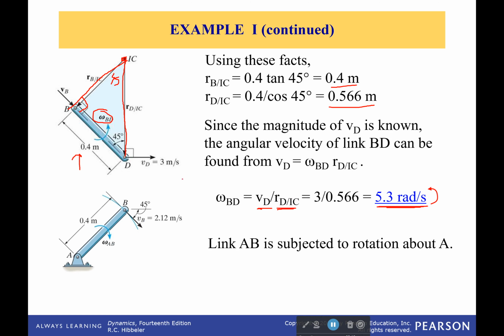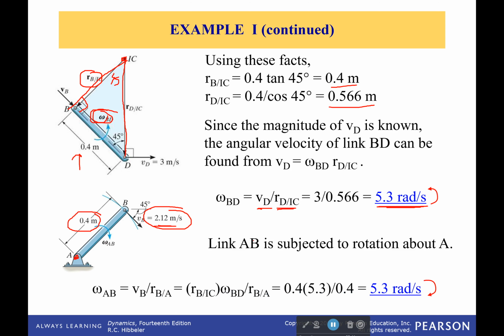Now, if we look at link AB, well, we already know what the velocity of point B is. We can calculate that simply by plugging in our angular velocity and its distance from the instantaneous center to get 2.12 meters per second. And then we already have a distance to the instantaneous center for this link, which is going to be right here, and a velocity. So we can calculate the angular velocity, which is also 5.3 radians per second.